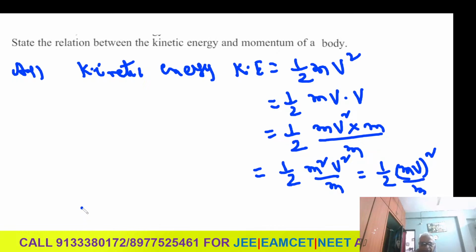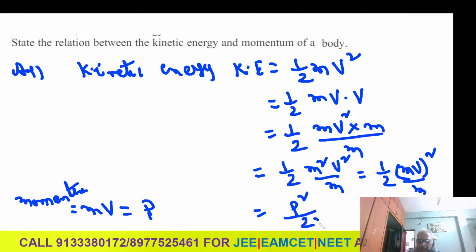What is m v? m v is nothing but momentum, p. So m v whole square by m, with the half, is p square by 2m. If you don't remember this derivation, you can directly write kinetic energy K E equals p square by 2m, where p is momentum and m is mass. In the examination, this is a very short question.